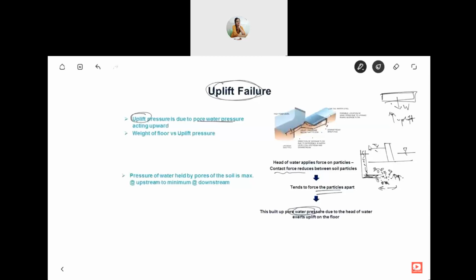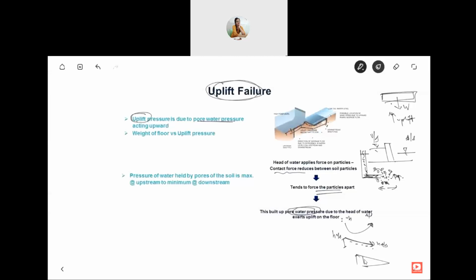And you know the head is maximum at the upstream and at the downstream head is less. And also because of seepage, the uplift pressure keeps on decreasing. When there is seepage, water flows from upstream to downstream. When water flows from upstream to downstream, this head keeps on reducing. The head of water at upstream and this is the head of water downstream. It can be assumed to drop constantly as water seeps through. So the pressure of water held by the pore is maximum and it keeps on decreasing. So uplift will be maximum at the upstream.